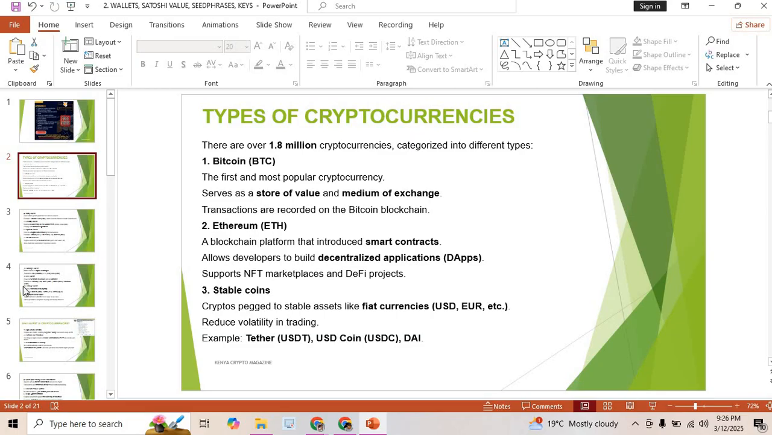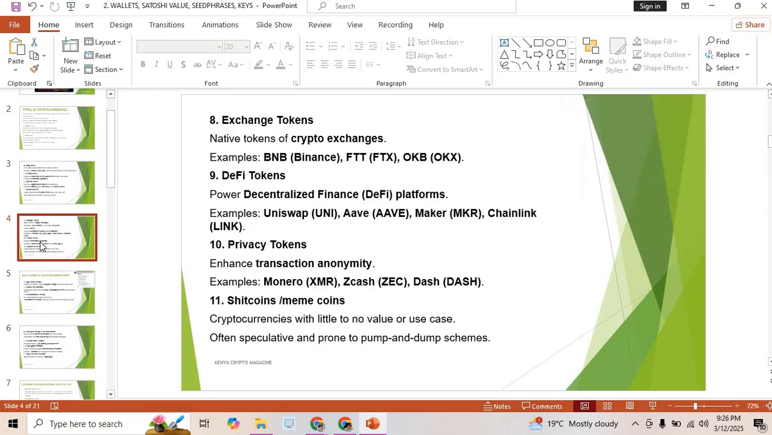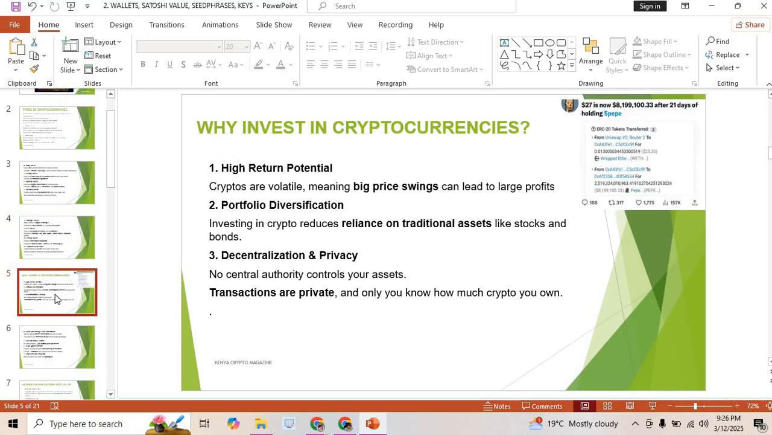Perfect. So back to shitcoins. We are saying shitcoins don't have any use cases. They are often speculative and prone to pump and dump schemes. Pump and dump is when a coin is created today, it goes up extremely high, then people withdraw all their profits and it dumps extremely low. So that is basically pump and dump.